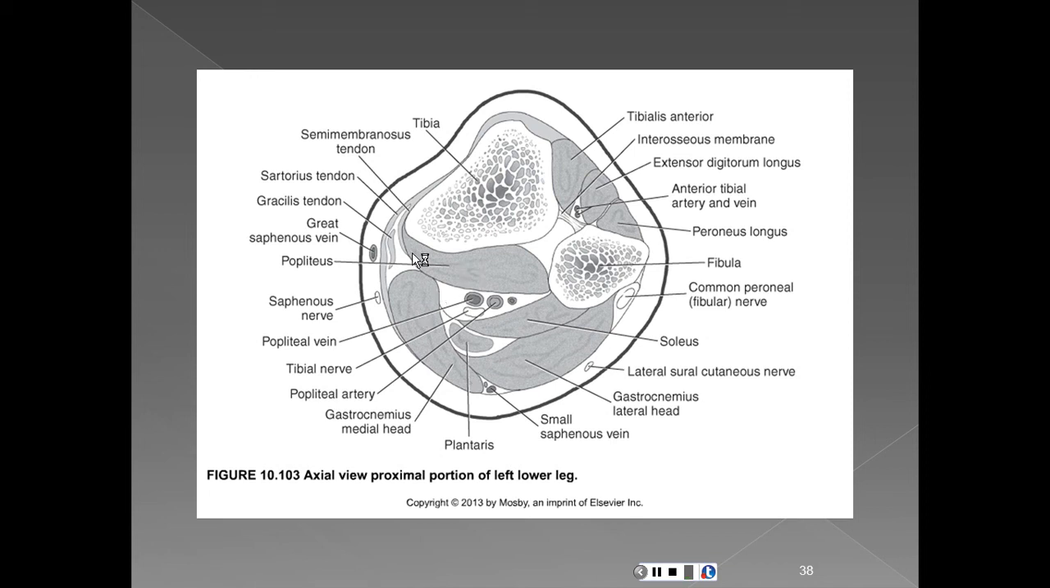popliteus, the great saphenous vein, which lays medial, because the tibia and the fibula lay lateral, the great saphenous vein lays medial. And you have, of course, the popliteal vein, the popliteal artery, and the tibial nerve that's right in this little compartment.